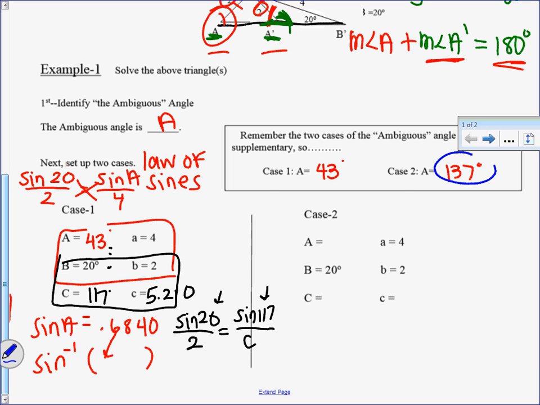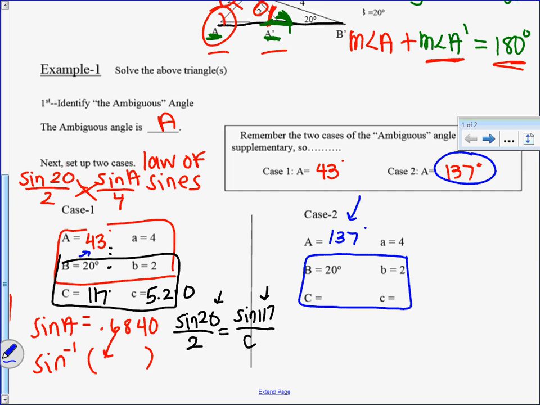So let's bring down this 137 that we got before. If you don't remember how we got that 137, we subtracted the 43, the first angle we found, from 180 to get 137. Okay, once I have my 137 over here, I don't have to do law of sines again. By the way, guys, law of sines will never give you an obtuse angle. So that's why you have to do law of sines for the acute angle and then subtract from 180 to get the obtuse angle. So once you get that 137, you can do this matchup right here.